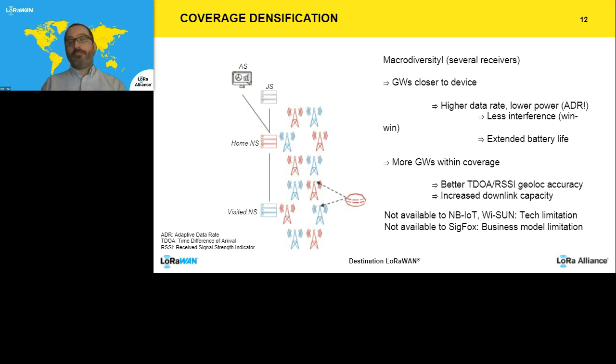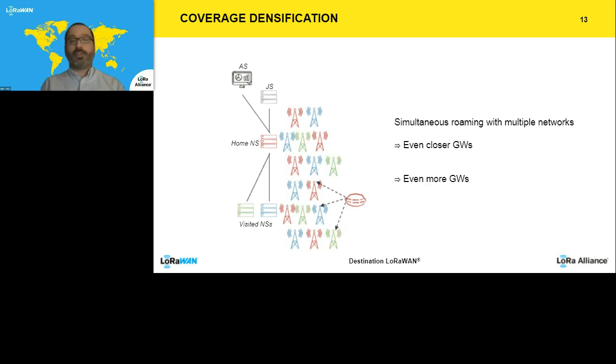And this feature is not really limited to only having 2 networks with overlap coverage, but you can have 3, 4, even 5 and more networks with overlap coverage. And that will only make things better. Now the gateways would feel even closer to the end device, and even more gateways will be receiving the same transmission.